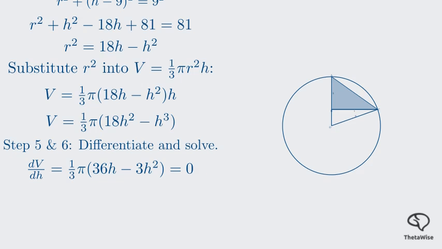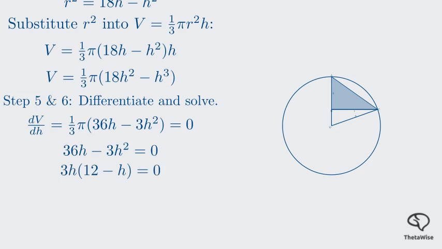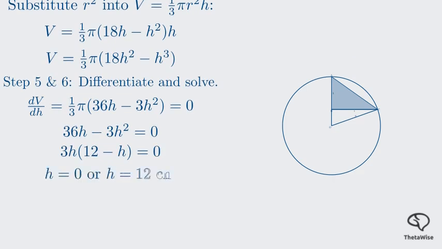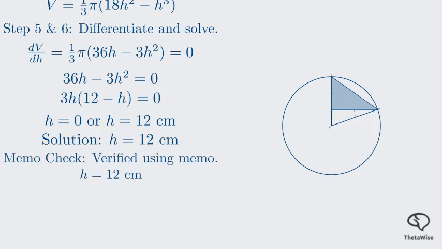Set this to 0. Dividing by 1/3 pi, we get 36h minus 3h squared equals 0. Factoring out 3h gives 3h times (12 minus h) equals 0. This gives two solutions, h equals 0 or h equals 12. A height of 0 obviously doesn't form a cone, so the height must be 12 centimeters. We can use the second derivative test to confirm this is a maximum volume. The memo confirms the result. Verified.